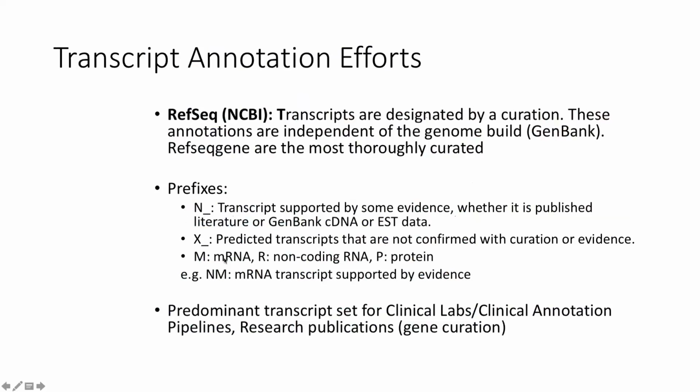And then the letter that you would see following N is either M, R, or P, M being for mRNA, R being for non-coding RNA, and P being for protein. So for example, the thing that you see most commonly is NM, which is an mRNA transcript that's supported by some sort of evidence, either a publication or a GenBank entry. And this is the predominant transcript set for clinical labs, clinical annotation pipelines, and for curators to know, most importantly, largely research publications, unless it's large data sets. So this would be relevant for gene curation.